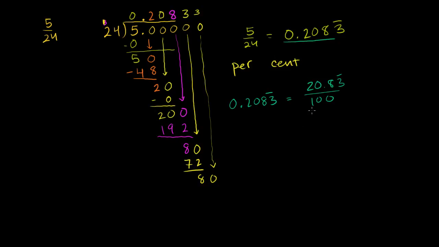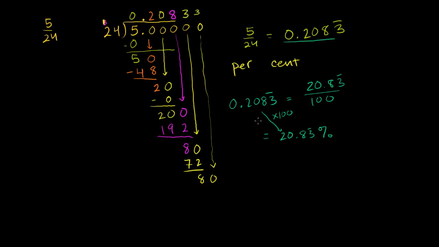Or you could say that this is equal to 20.83 repeating percent, per 100. These are equivalent. A very quick way to think about how to go from decimals to percent is you can multiply by 100 and then put the percentage sign. Or if you go backwards, you divide by 100 and get rid of the percentage sign. That was a good warm-up.